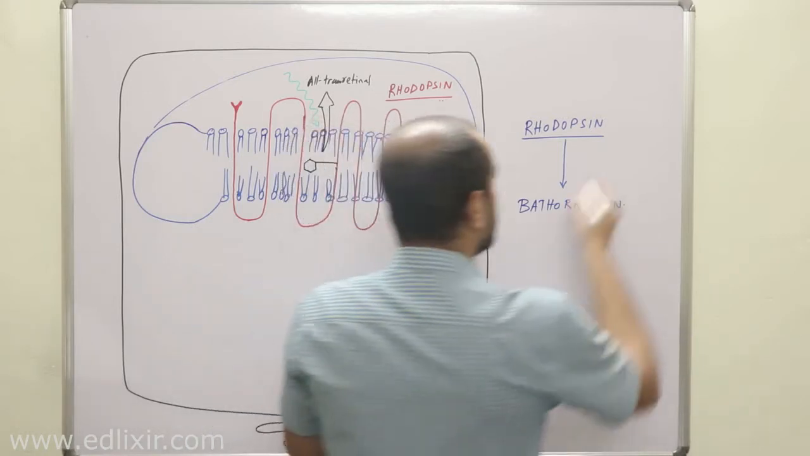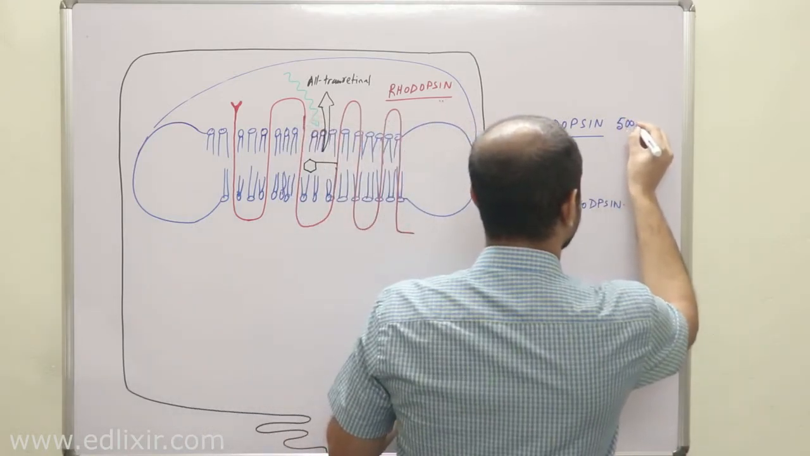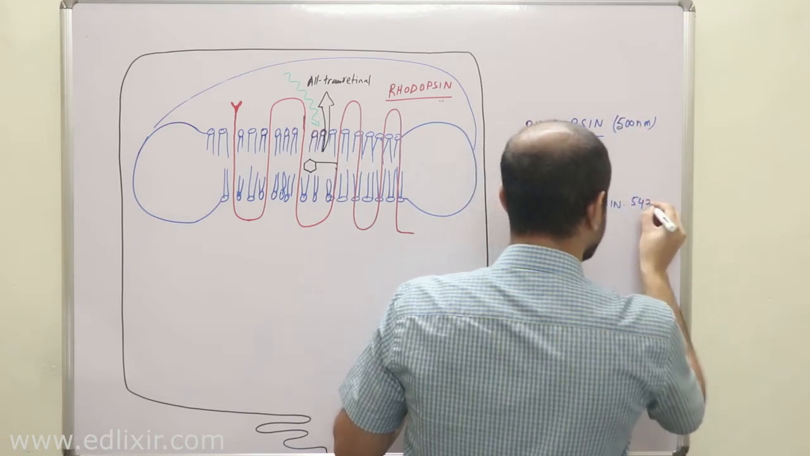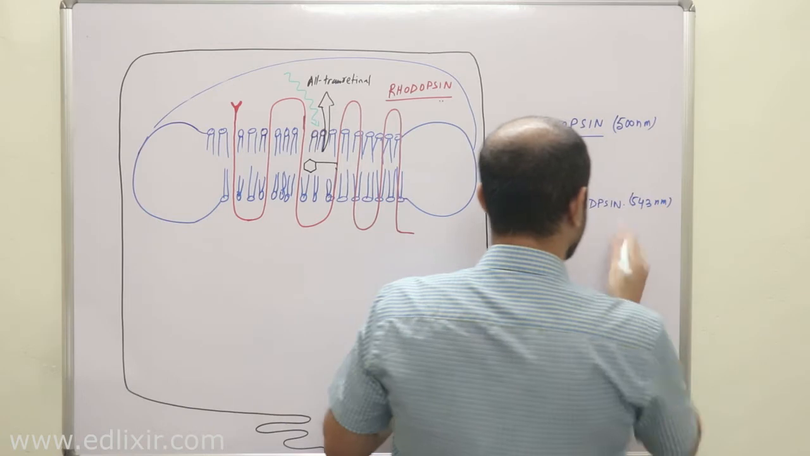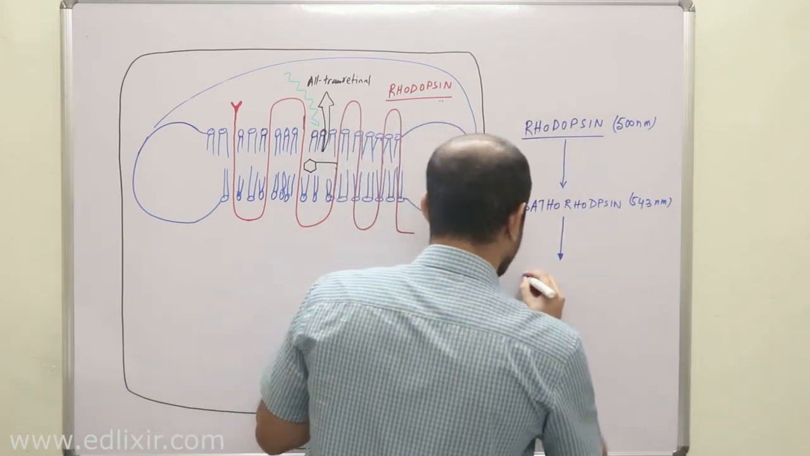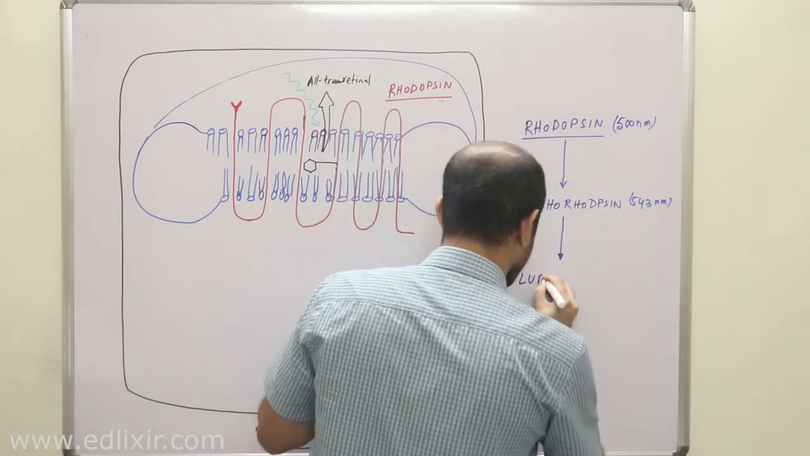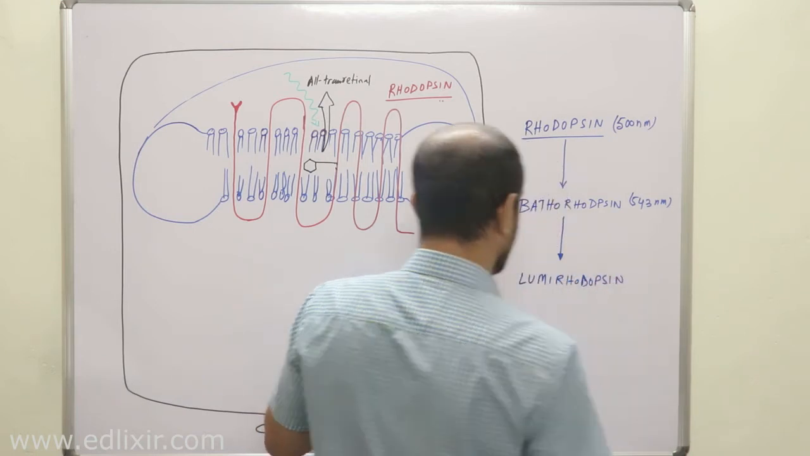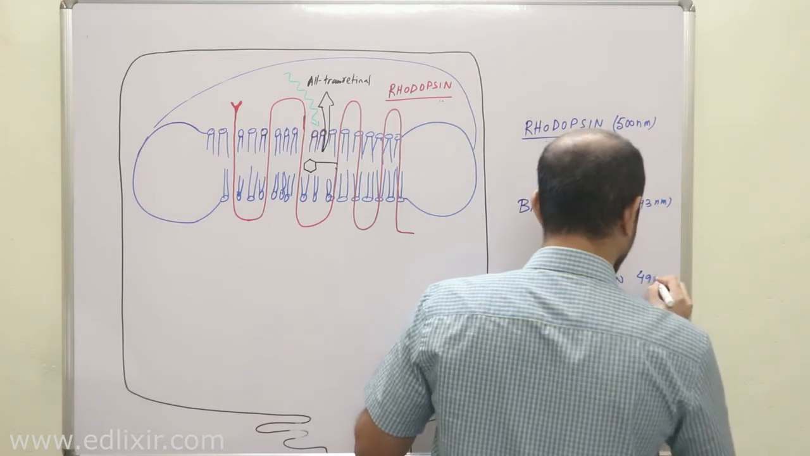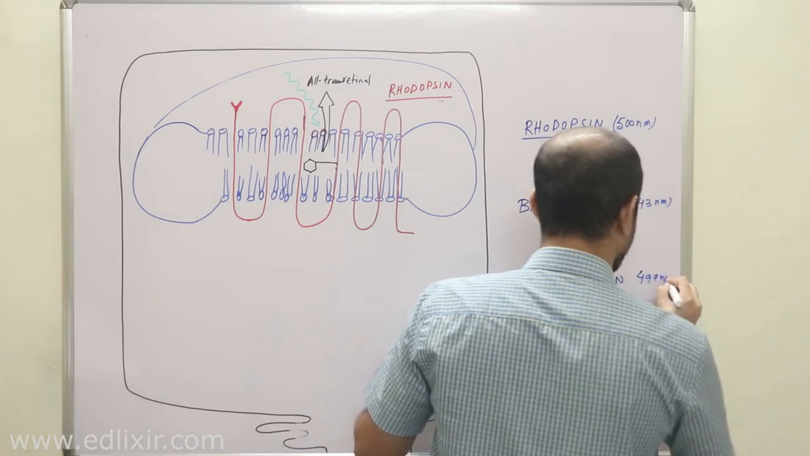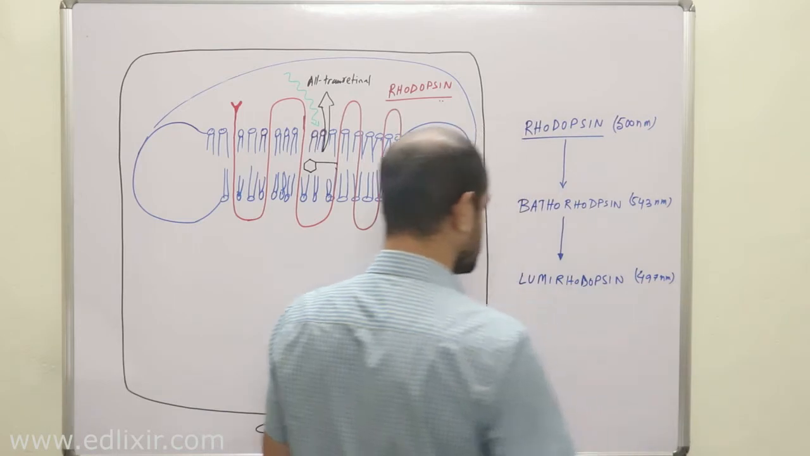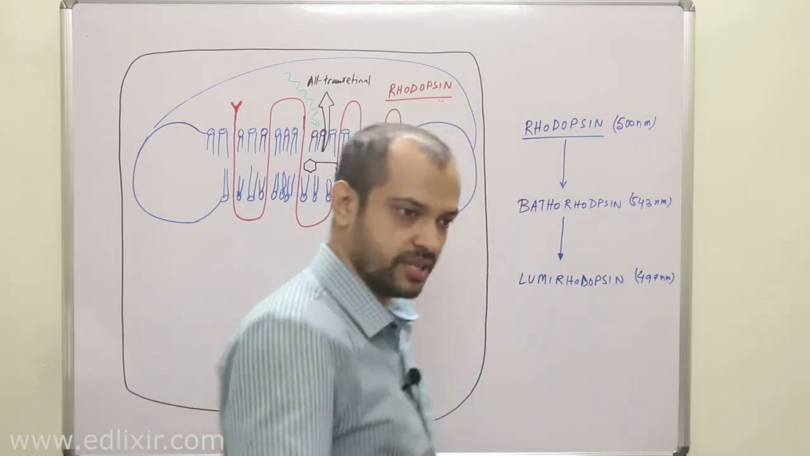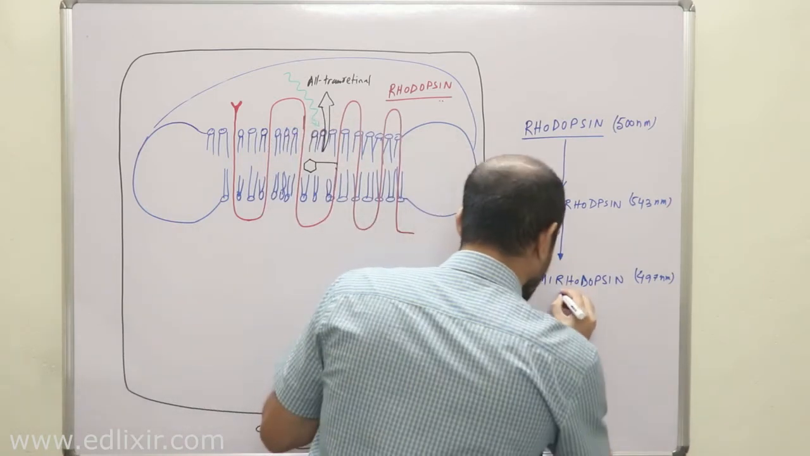Clear? Now listen, rhodopsin has an absorption spectra of 500 nanometer. And bathorhodopsin has an absorption spectra of 543 nanometer. Remember this. Bathorhodopsin is now converted into lumirhodopsin. Now lumirhodopsin has an absorption spectra of 497 nanometer. That means in lumirhodopsin more straightening has taken place in 11-cis retinal. Okay.